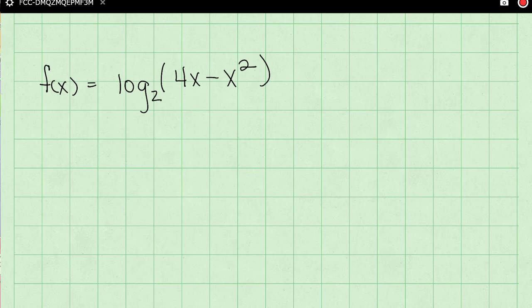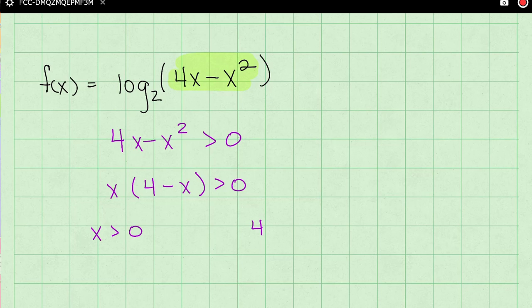All right. So what's inside here has to be greater than 0. To solve this one, I can see I have an x in both terms, so I'm going to factor that out. And that would leave 4 minus x. So I have x times 4 minus x. Then what I do is I just set it like this.